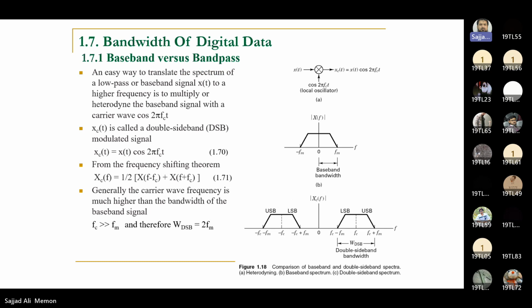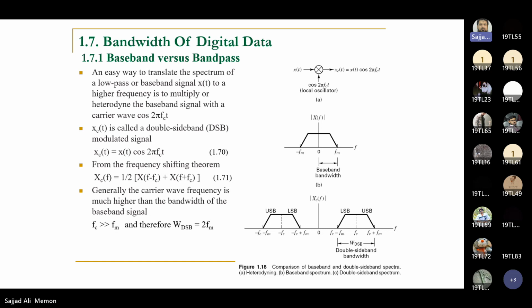Then we have the definitions of digital signal, bandwidth of digital data, baseband versus bandpass. So an easy way to translate the spectrum of a low pass or baseband signal x of t to a higher frequency is to multiply or heterodyne the baseband signal with a carrier frequency wave cos 2 pi f of ct. So we do this by modulating the information signal, or that we call the baseband signal, with the high frequency signal that we call the carrier.